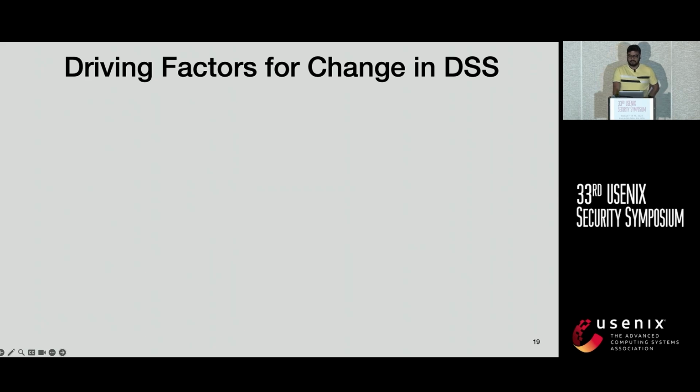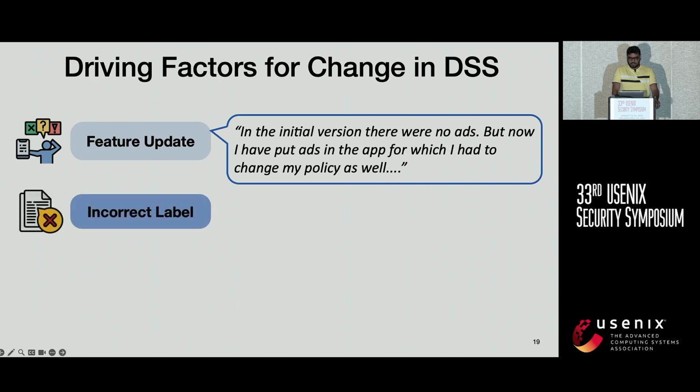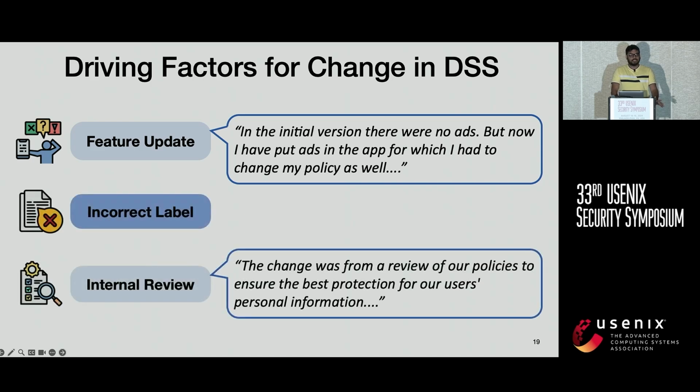Finally, let's look at the main factors responsible for change in DSS. One of the factors is feature update, as I just mentioned. Another is when they realize that they had an incorrect label after being notified by Google or the platform. Developers also reported conducting internal reviews of their policies, which results in change in DSS. This is a particularly good sign as it shows positive intent on their part.